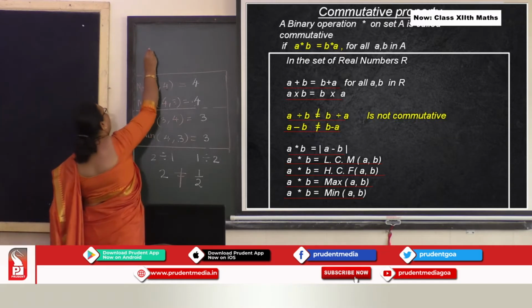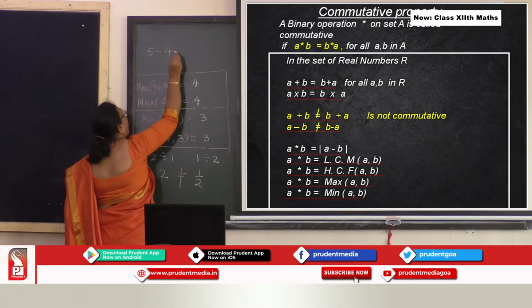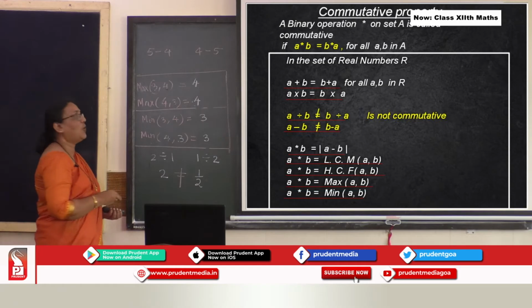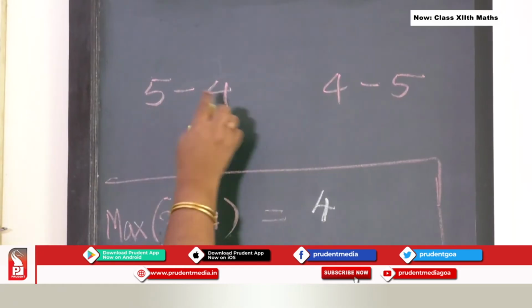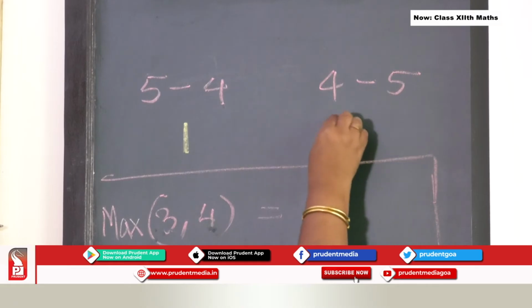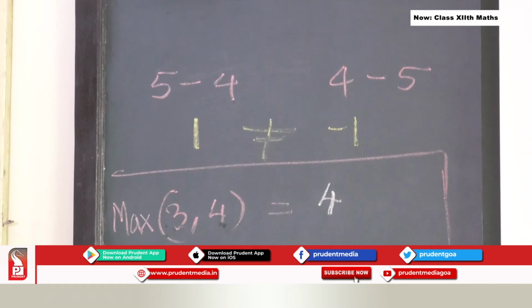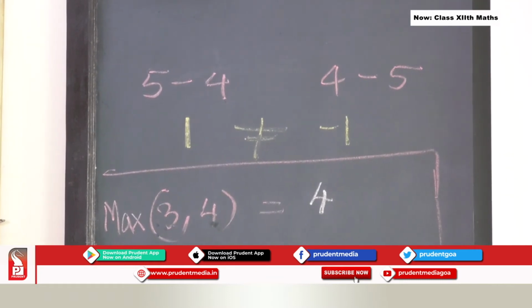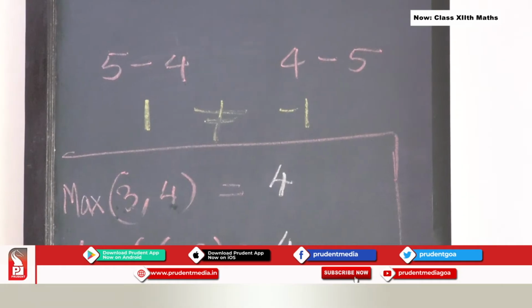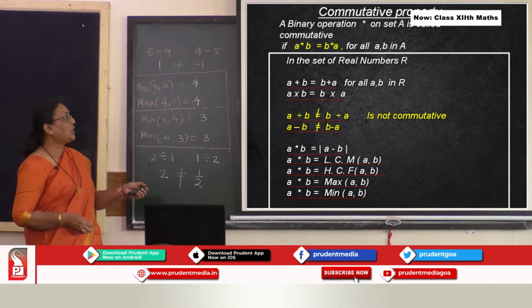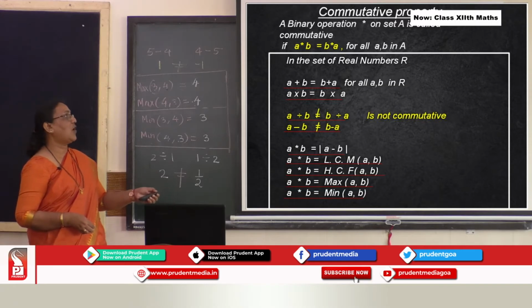If I take 5 minus 4 and 4 minus 5, 5 minus 4 is 1, and 4 minus 5 is minus 1. Both are not equal. Therefore, this operation minus is not commutative. Now, the concept of commutative is clear to you all, okay? When A star B and B star A are both the same, then it is called commutative. When they are not equal, it is not commutative.